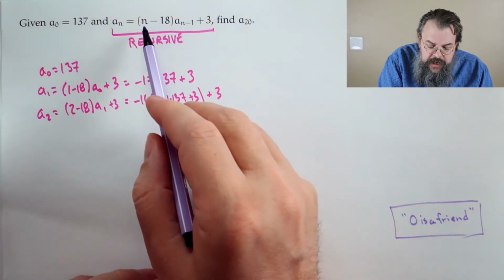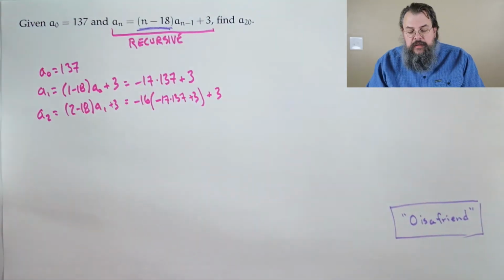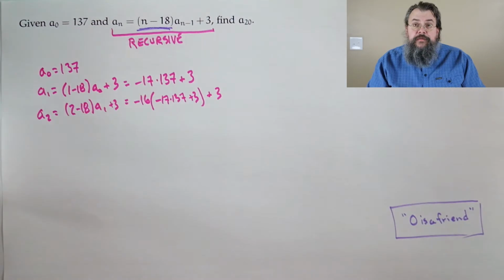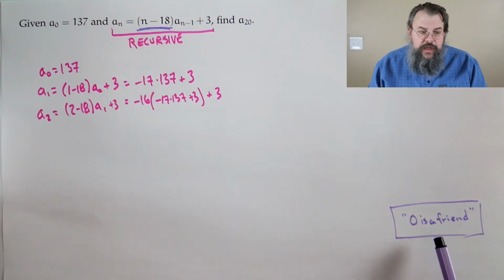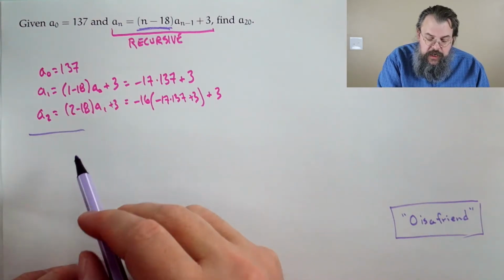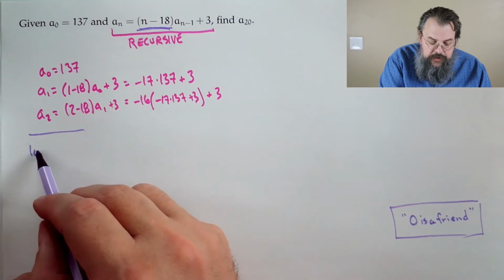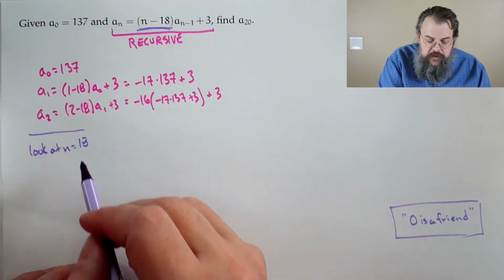Notice this n minus 18. What's going to happen to that? Well, it changes based off of n. And so you can say, what's a nice value for n? If I'm looking at n minus 18, well, going back to the 0 is a friend, let's jump and say, okay, let's look at n equals 18 and see what we can say.